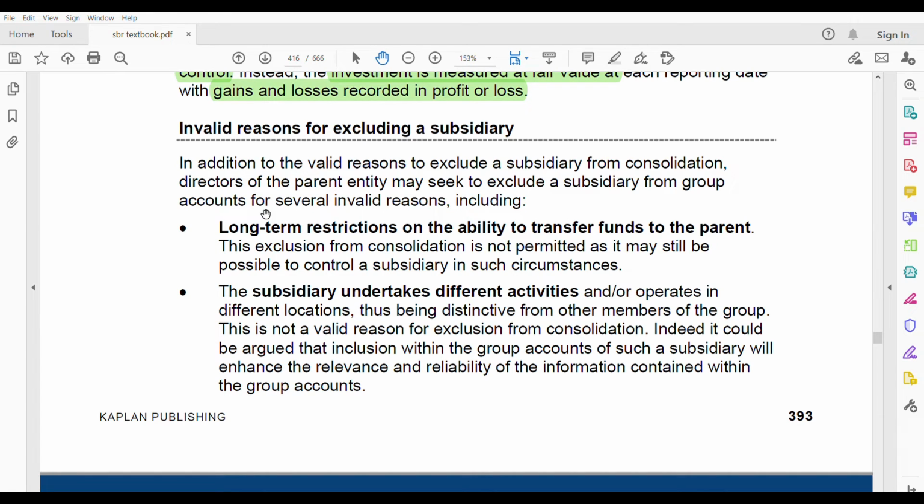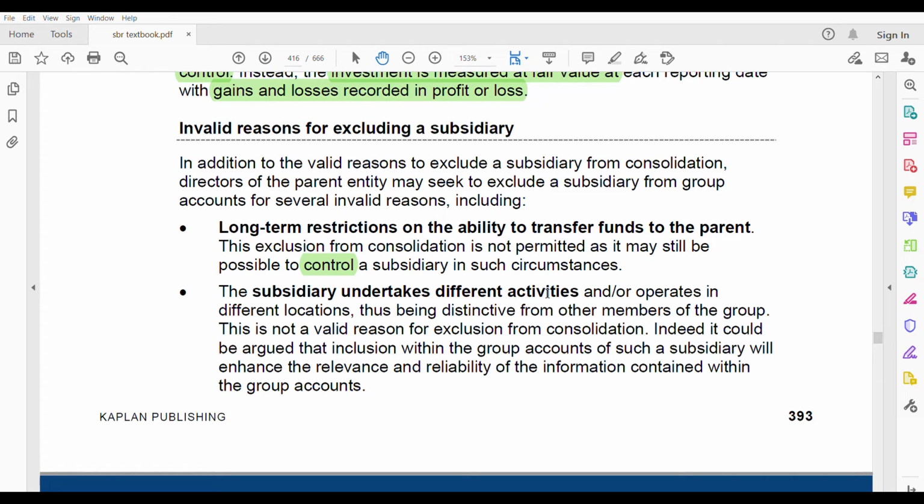Number 1, long-term restrictions on the ability to transfer funds to the parent. What does it mean? That means the subsidiary has been put under long-term restrictions so that it cannot transfer funds to the parent. In that case, the parent does not consolidate the subsidiary. This is not permitted, because even if the subsidiary cannot transfer funds to the parent, you are still having control over the subsidiary, so you need to consolidate.